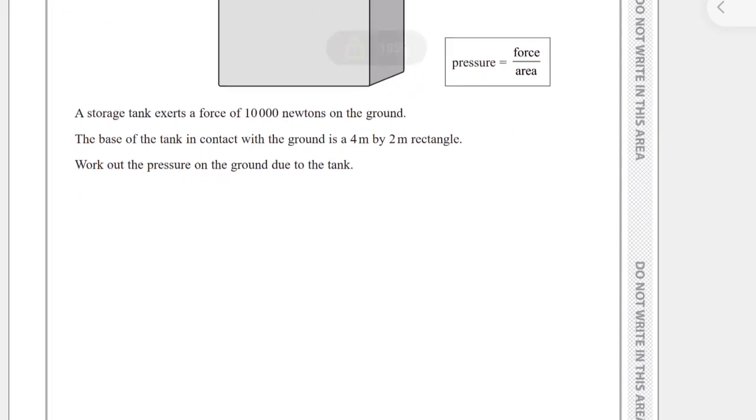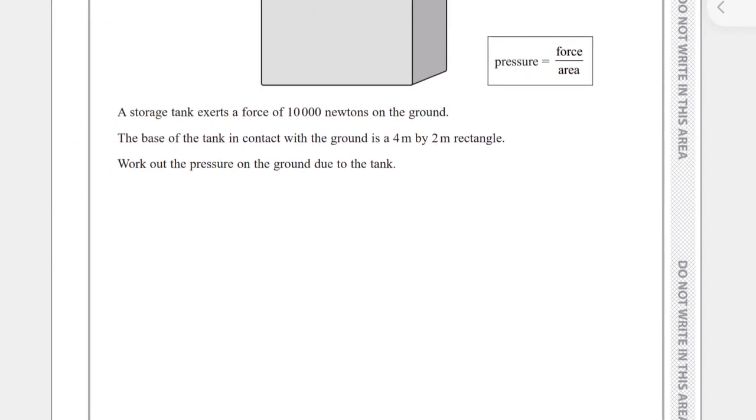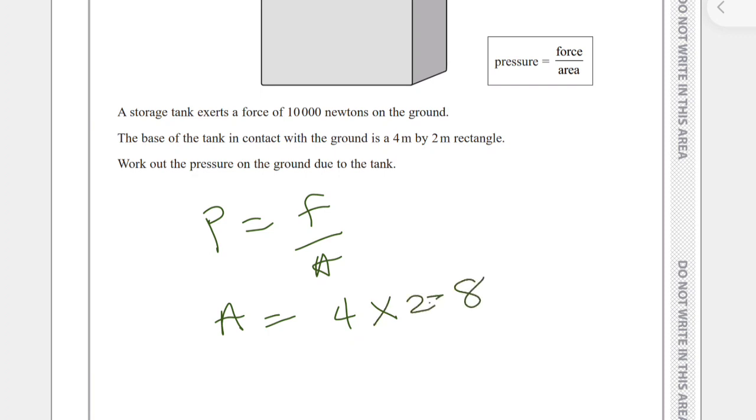A storage tank exerts a force of 10,000 newtons on the ground. The base of the tank in contact with the ground is a 4 meter by 2 meter rectangle. So work out the pressure. So we know that the pressure equals force over area, right? So the area of the base is 4 times 2, which equals 8 meters squared, and the force that we are given is 10,000.